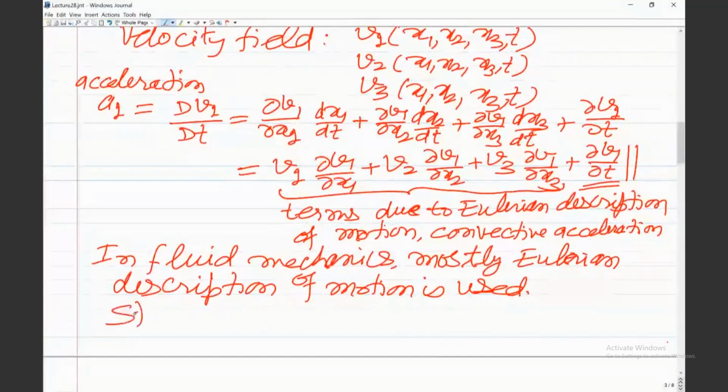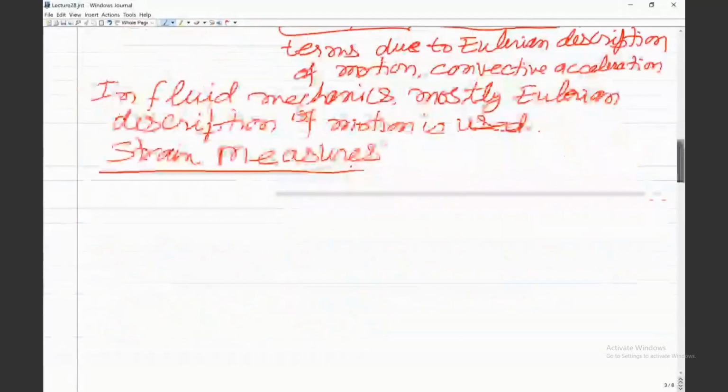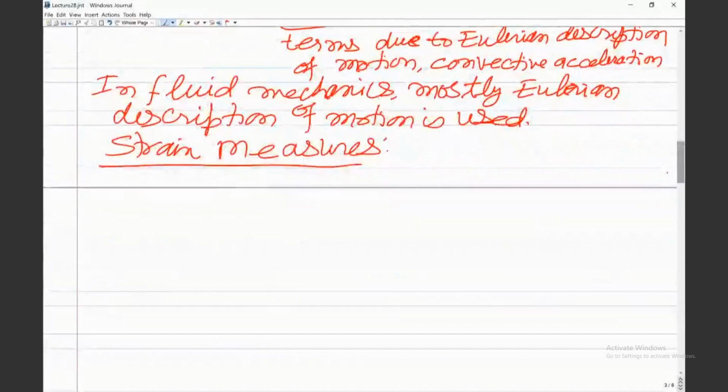So now let me talk of what are known as strain measures. So what are the different strain definitions? That is referred to as strain measures. Now in this, I am going to introduce the concept of deformation gradient and then the Green Lagrange strain tensor. So again, when I talk about the strain measure, we will have to take a differential length in the reference configuration, and then we have to look at how it is changing in the current configuration.